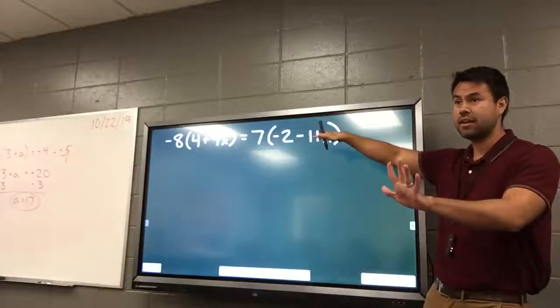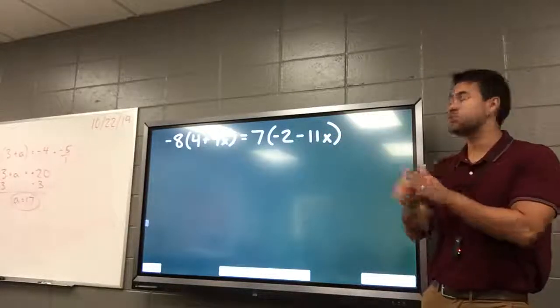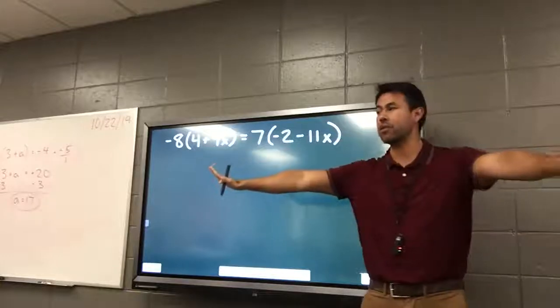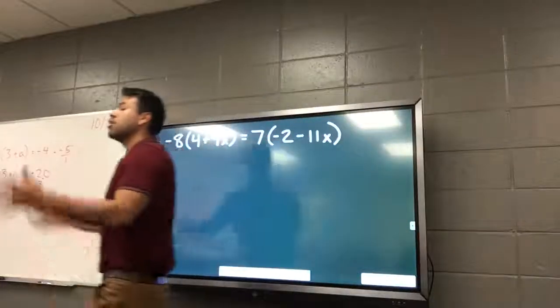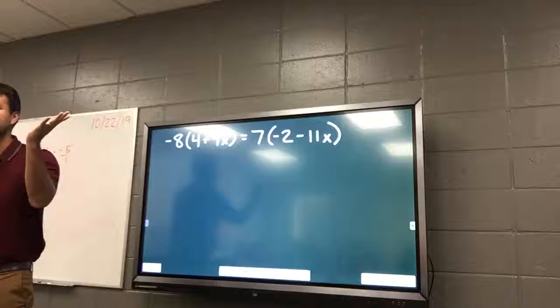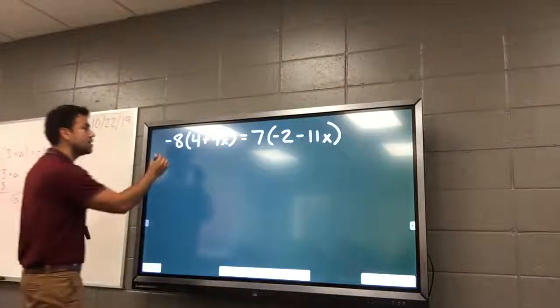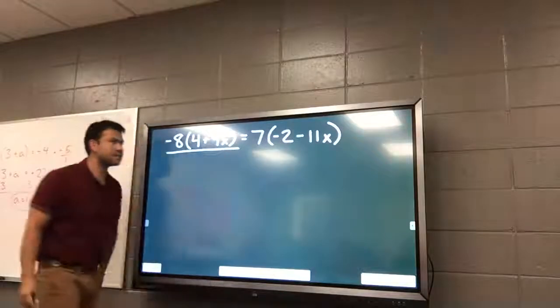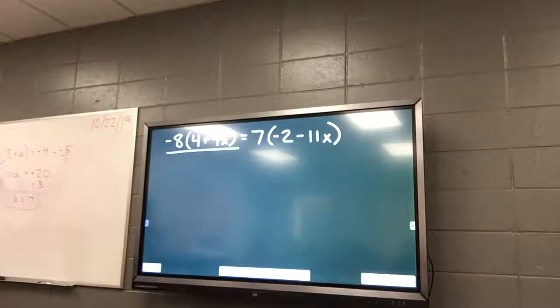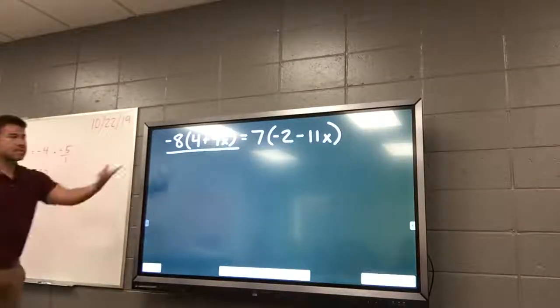But good luck. So what we're going to do here, guys, is the same thing we've done on every other equation. We're going to look at both sides, and we're going to simplify. Okay, let's look at the left side. Is that as simple as can be? No. Okay, the parentheses right there.